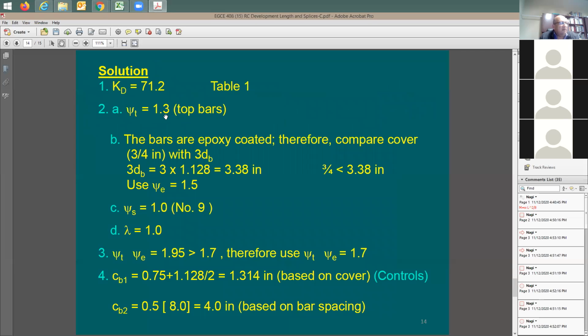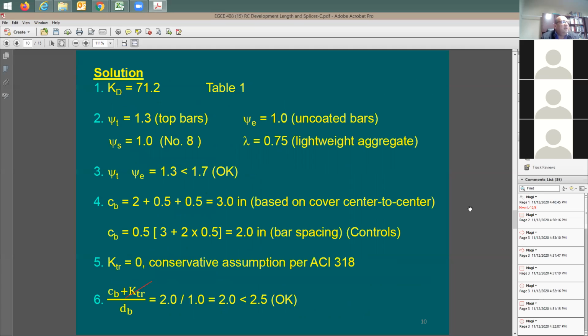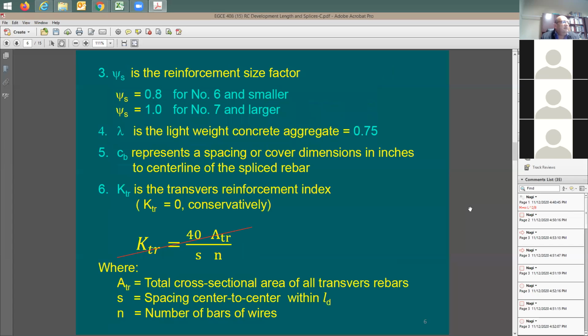The size of psi T for the top factor is going to be 1.3. Epoxy coated with certain spacing. So I can back check this. It says here, when you have 3/4 inch with 3 dB, right? 3 dB is going to be equal to how much? 3 times the bar diameter. It's going to be like 3.4 inches. Now this is going to be smaller than 3 dB. It means your psi for the epoxy is going to be 1.5. Yeah, see, this is not really clear. So I'm going to go back to that slide and check for this epoxy coated factor.